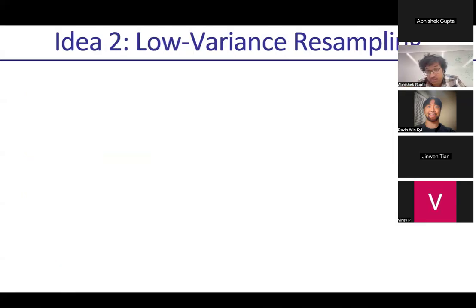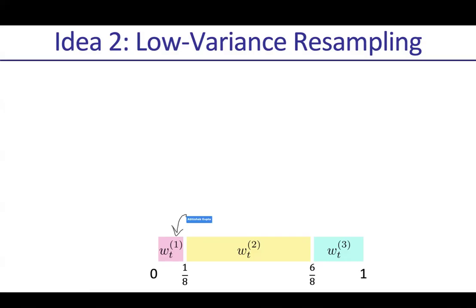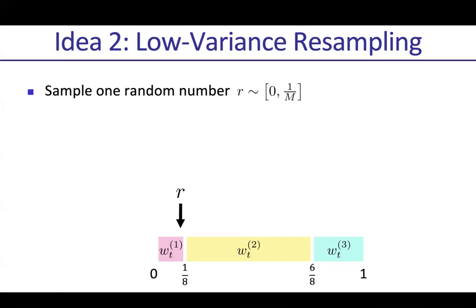Okay. The second solution here is something called low variance resampling. Low variance resampling is a slightly different idea. You can think of it as, earlier what we were doing is that we were sampling things independently. So I'd sample a random number between 0 and 1, see where it lands, sample a random number between 0 and 1 independently and see where it lands, right? But what you can do is you can just sample one random number and then pick the rest of the particles equally spaced out, right?